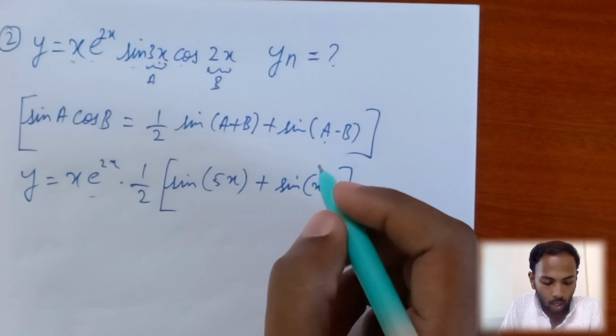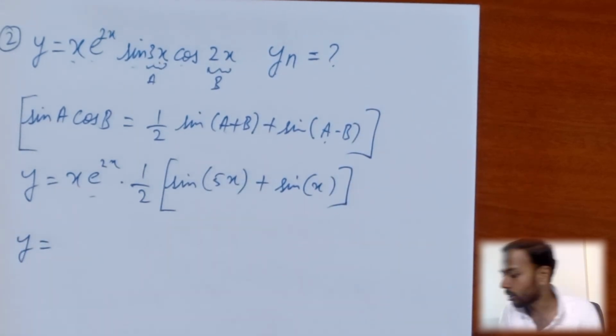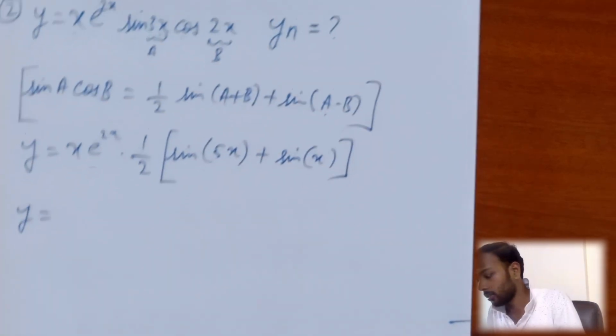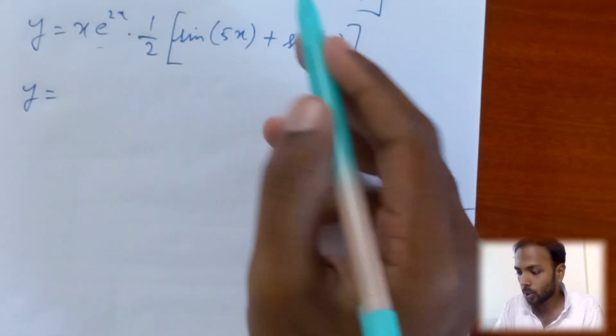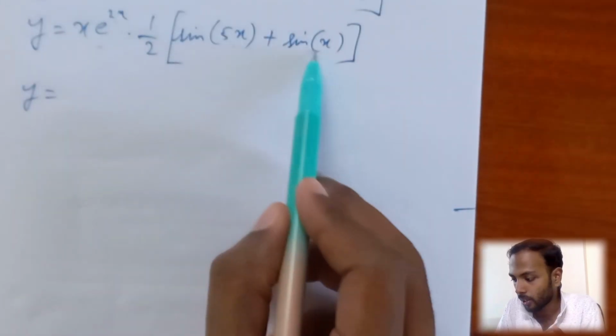Okay, we got this. Now, since the goal is to find the nth derivative with respect to x, and x is the only variable everywhere in this, it's obvious that you have to differentiate it with respect to x.